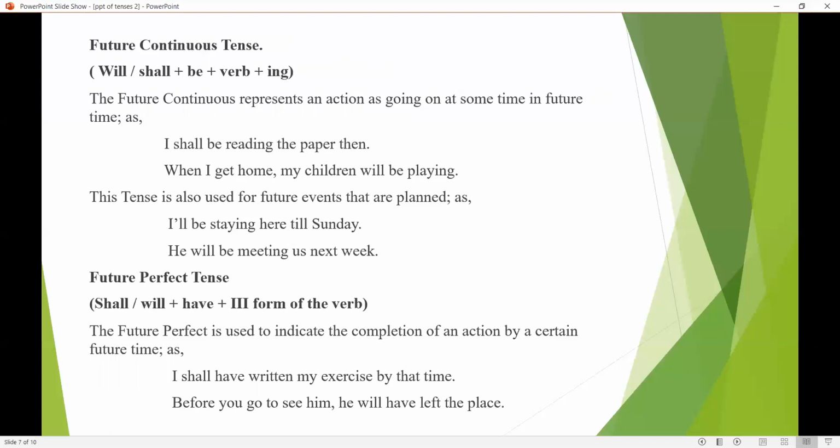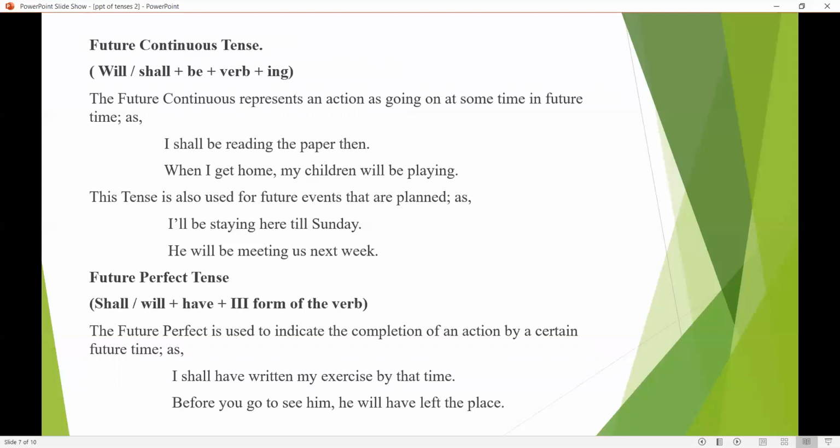This tense is also used for future events that are planned or arranged or thought of. Example, I'll be staying here till Sunday. That is what is planned. He will be meeting us next week. That is what is being thought of.